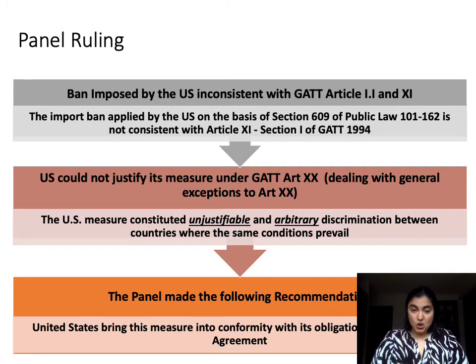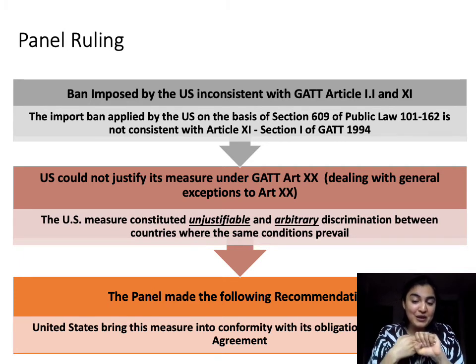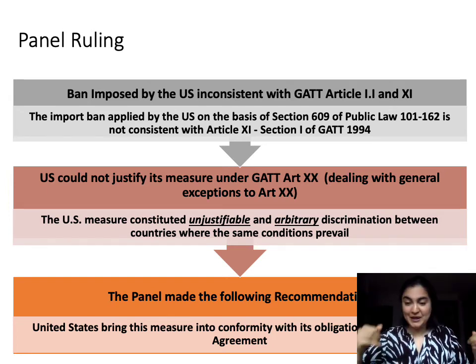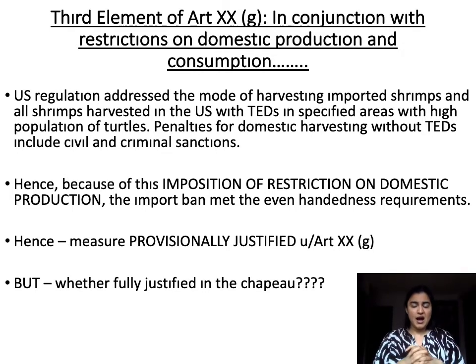The panel rules that yes, the US measure is inconsistent with Article 1.1. So it violates Article 1.1 without any doubt. So now the question for the panel was to decide whether the US is allowed to justify its measure and whether the US can invoke Article 20G. So the panel decided that yes, the US can invoke Article 20G and satisfy the three requirements of the three-tier test of Article 20G. But remember, once you have satisfied the requirements of the subparagraph of Article 20G, to fully invoke the measure, you have to satisfy the requirements of the chapeau, the introductory paragraph of Article 20. And that's where the US was caught. It was winning the case, but it could not satisfy the elements of the chapeau that we are going to see now. So just to finish off with Article 20G, what is the first element?